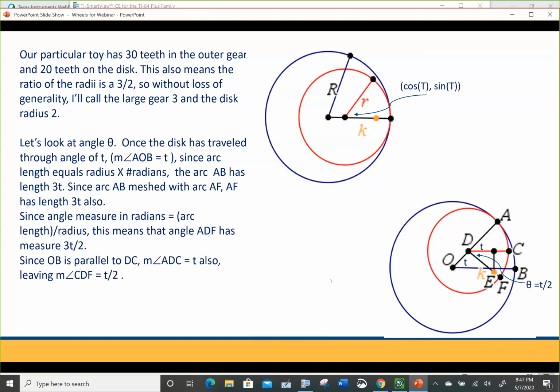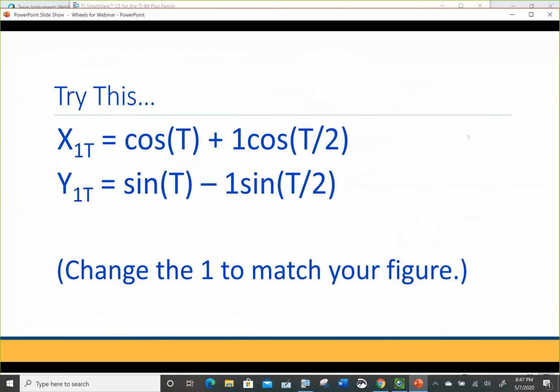We're ready to graph it. Oh, by the way, in general, this angle is always going to be the ratio of the large circle divided by the small circle minus 1. And if you think about this figure, you can probably see why that is true. Here goes. This is what we're going to try to type in. Cosine t plus cosine t over 2 is your x. The y is sine t minus sine t over 2. And I'm going to actually put the 1s in there so that you can see that change.